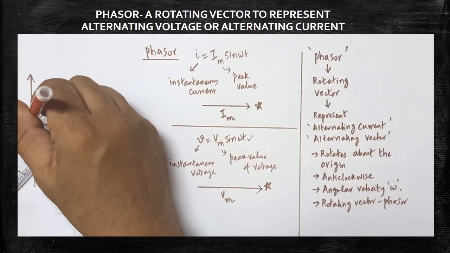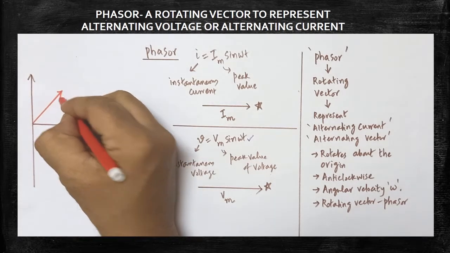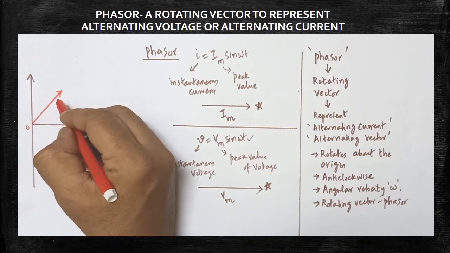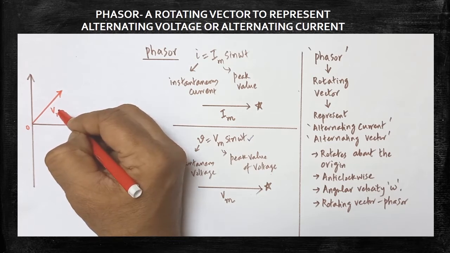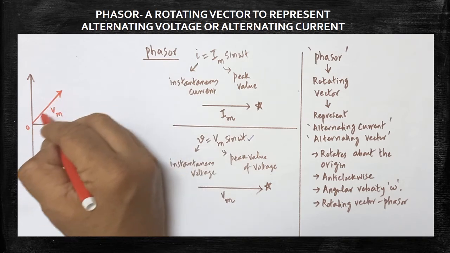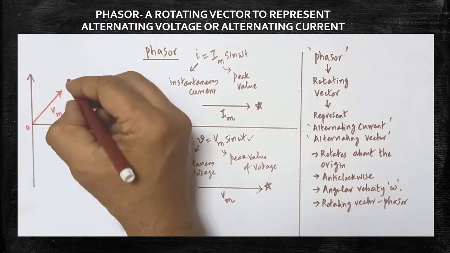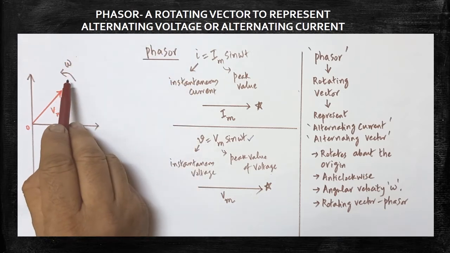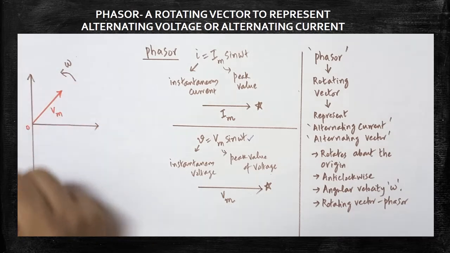Now I am going to draw the phasor. From the origin I have to draw. This length is equal to this length, this is the origin. The length of this portion is how much? Vm. This vector is called phasor. This rotating vector is called phasor. Why is it called a rotating vector? Because this vector is rotating with respect to the origin with the angular velocity omega. This one moves in the clockwise direction.